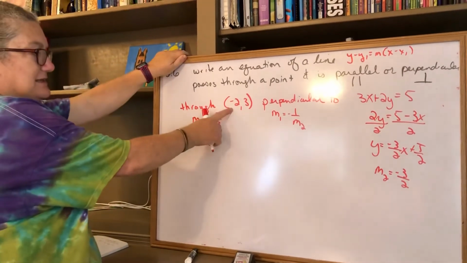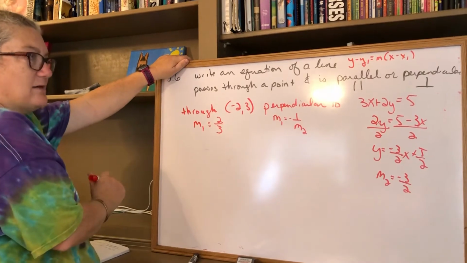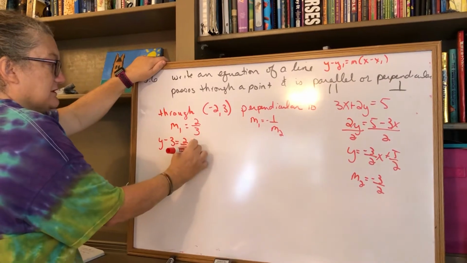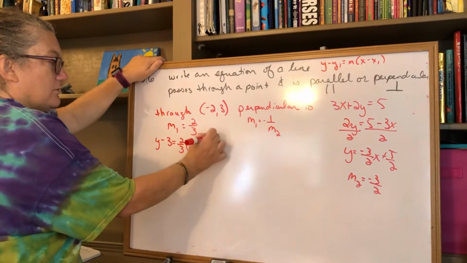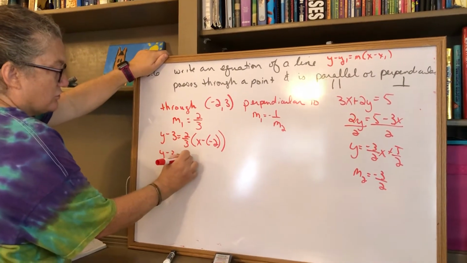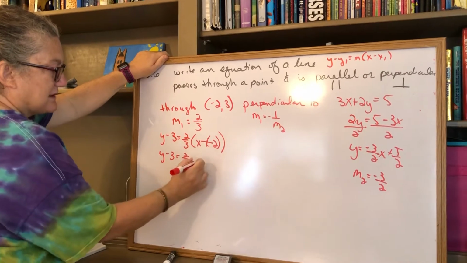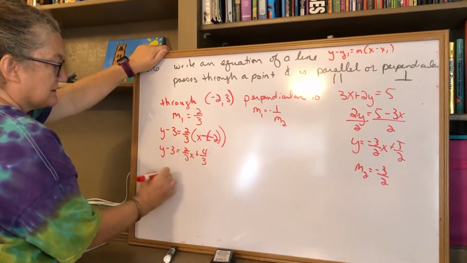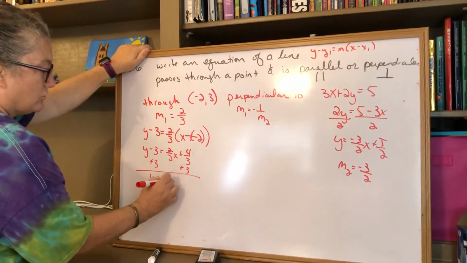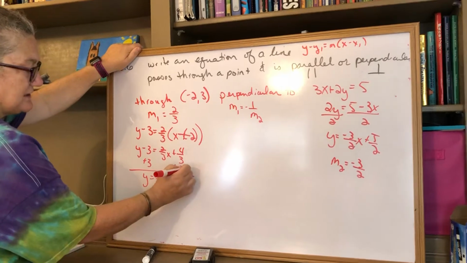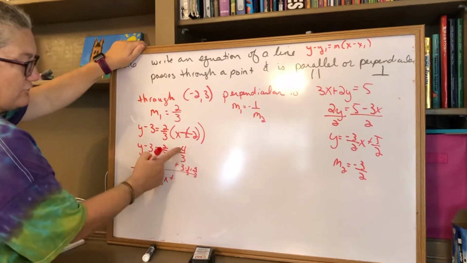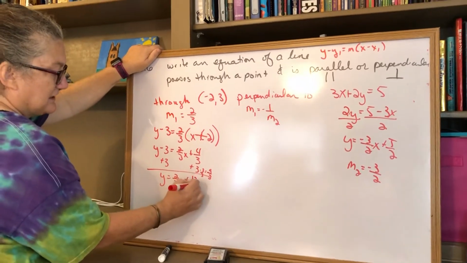So now I have a point and I have a slope, so now I can write my equation. y - 3 = 2/3 (x - (-2)). Simplify. y - 3 = 2/3 x, this becomes a plus 4/3. I add my 3 to both sides. y = 2/3 x + 4/3 + 3, and this would be times 3/3, would be 9/3. So 4 plus 9 is 13/3.